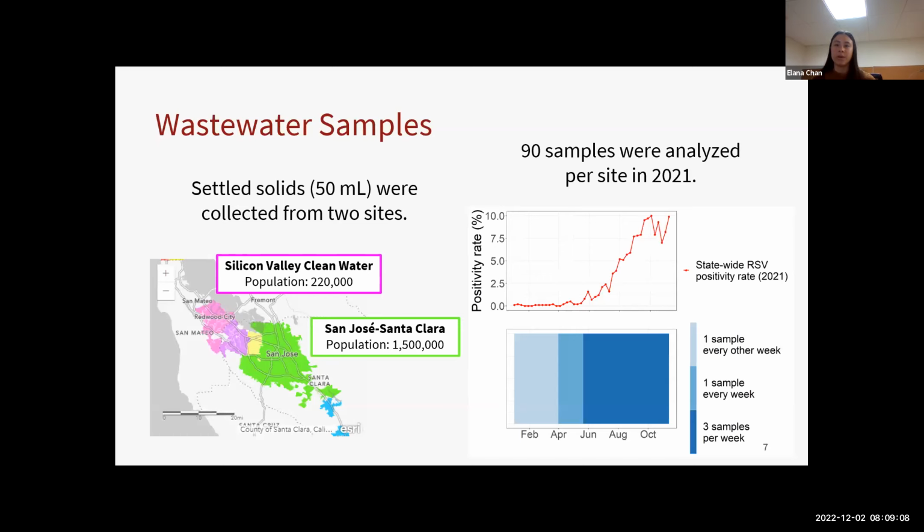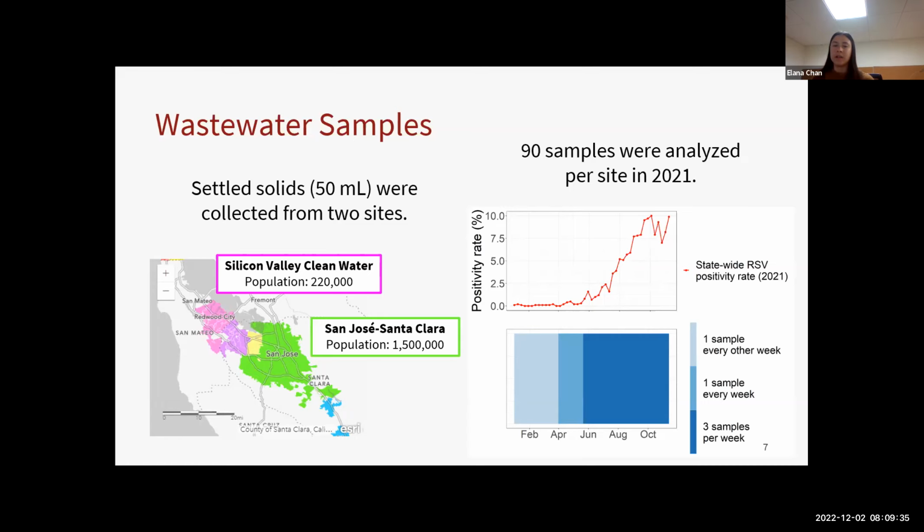So the samples that were collected were obtained from 2 wastewater treatment plants across the Bay Area. About 50 milliliters of settled solid samples were collected from these 2 sites. The first site was the Silicon Valley Clean Water site shown in pink on the map, and this site serves about 220,000 people. And then the second site is much larger. It was the San Jose Santa Clara site, and it serves about 1.5 million people. And in total, 90 samples per site were analyzed for the 2021 RSV season.